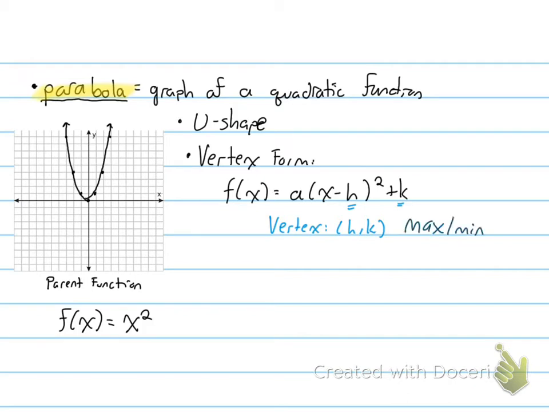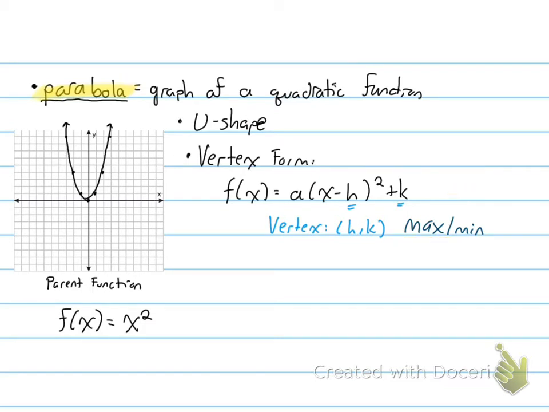And then I also will call this vertex either my max or my min. So if I have a graph where that vertex is that low point of the graph, I call that a min value. And if I have something that looks like this, where my vertex is the high point of the graph, I'm going to call that a maximum value.